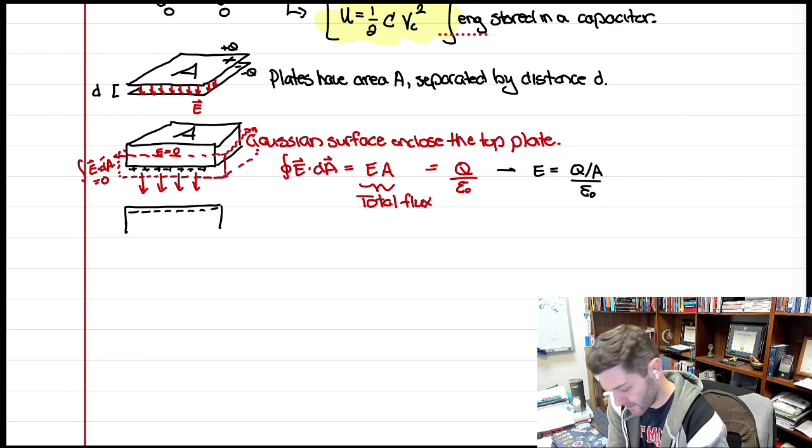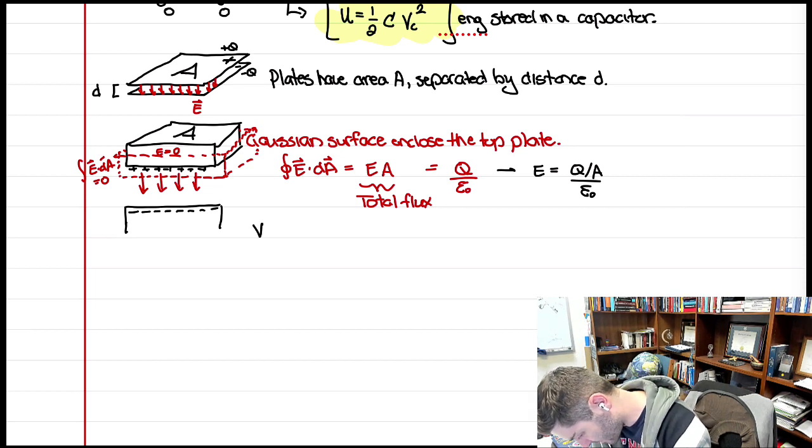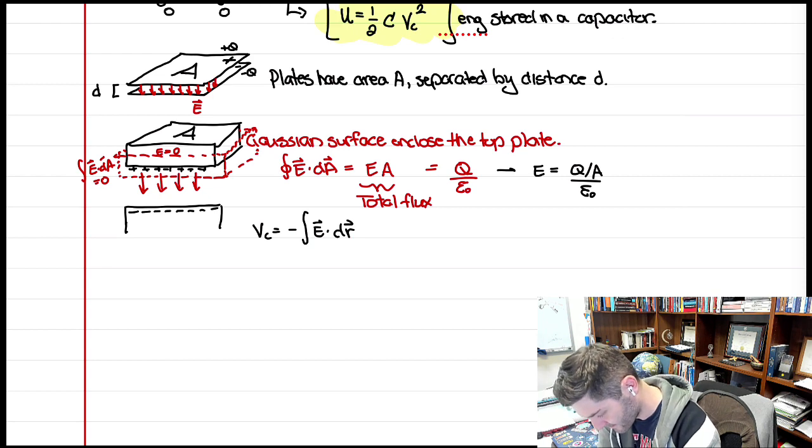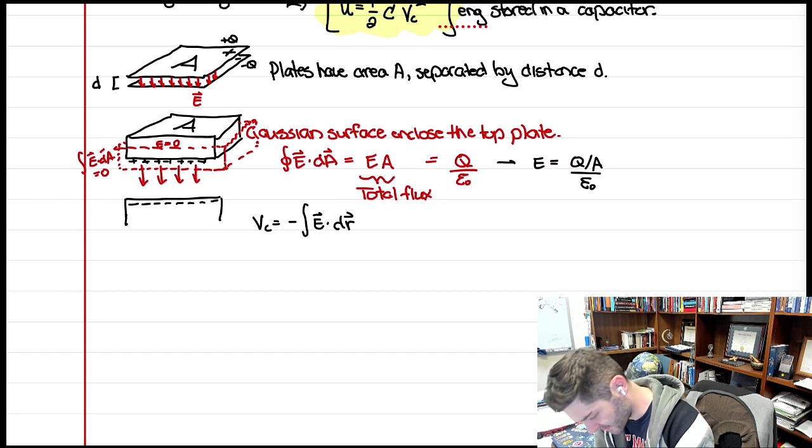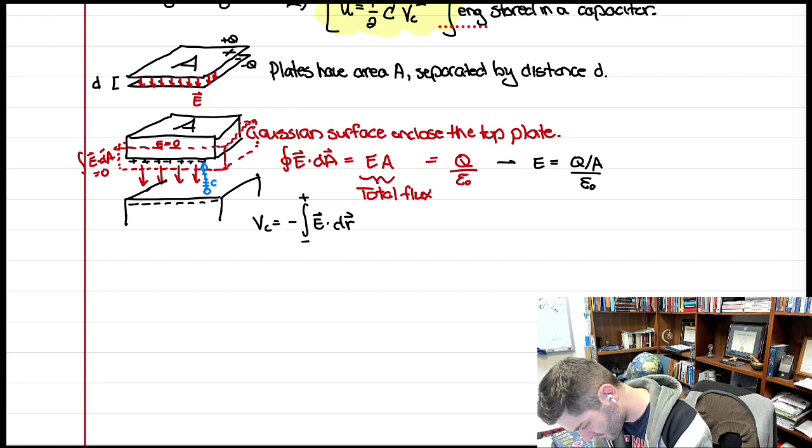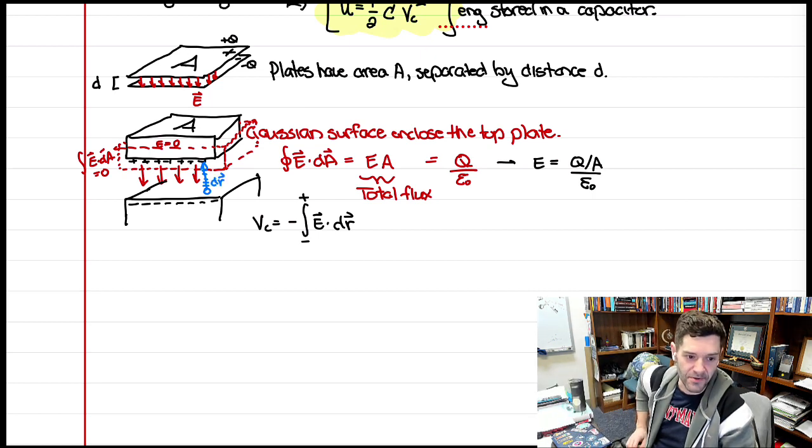And we also know that the potential across the capacitor is negative the integral of the electric field dotted with some path that I take. We're going to start at the negative plate and end at the positive plate. So the path we're going to take, I'll draw it out in blue. Maybe we start at some location at the bottom plate and just walk straight up. Each little dr, we're just going to march straight up from the negative plate to the positive plate.